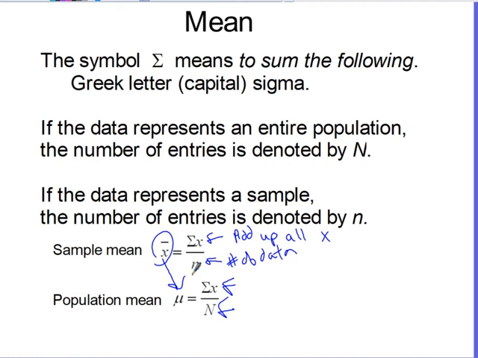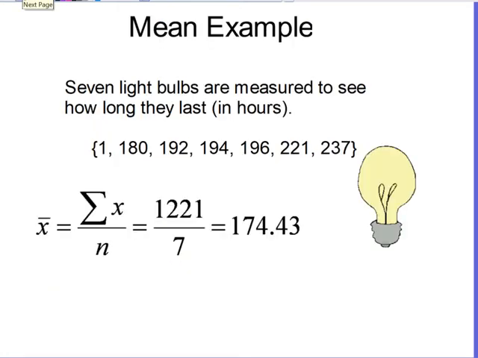So you take your 7 light bulbs to measure how long they last, 1 through 237. They do not need to be in numeric order, but to get this value of 1,221, you're just going to take these 7 values and add them up. That's what this means. Take the sum of all the X values. And since there were 7 of them, n is equal to 7, so 1,221 divided by 7, you get an average of 174.43.